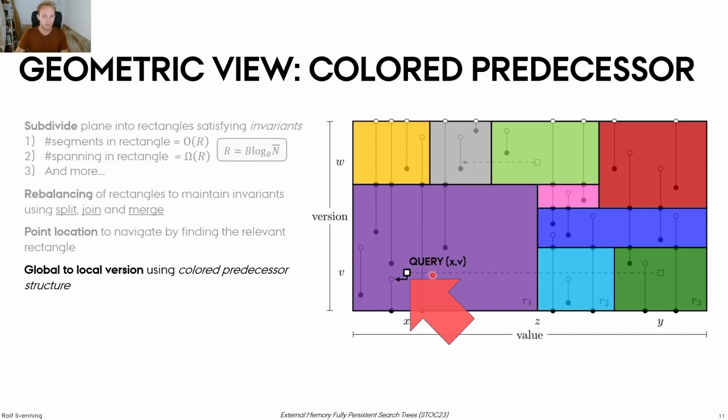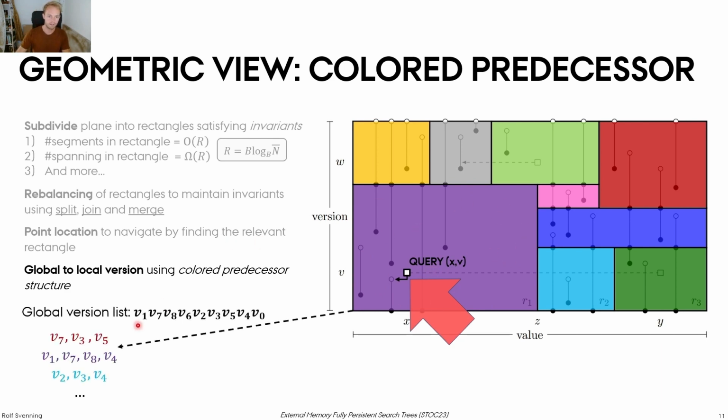So to figure that out, we use what we call a colored predecessor structure. What this does is it performs a predecessor query for some version, and then it finds the predecessor only among, for example, the purple versions. And as soon as it finds its predecessor, well, then we also know where this global version belongs in the local ordering, in the local ordering inside this rectangle.